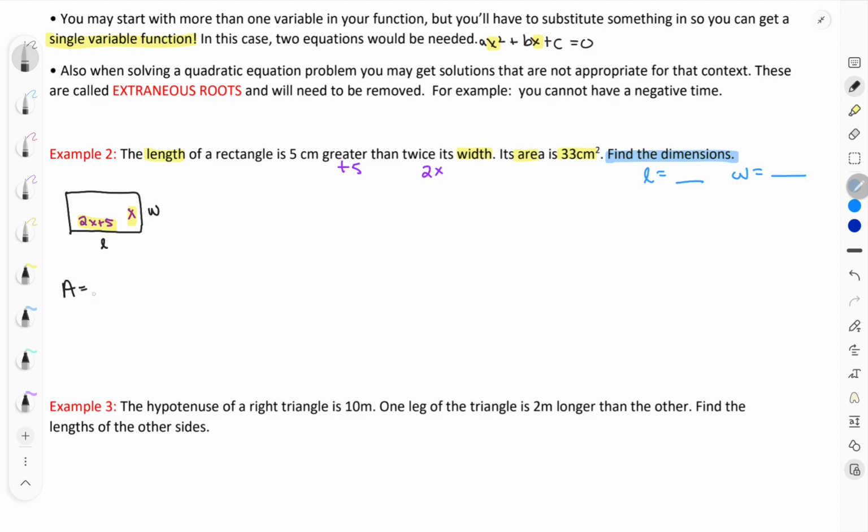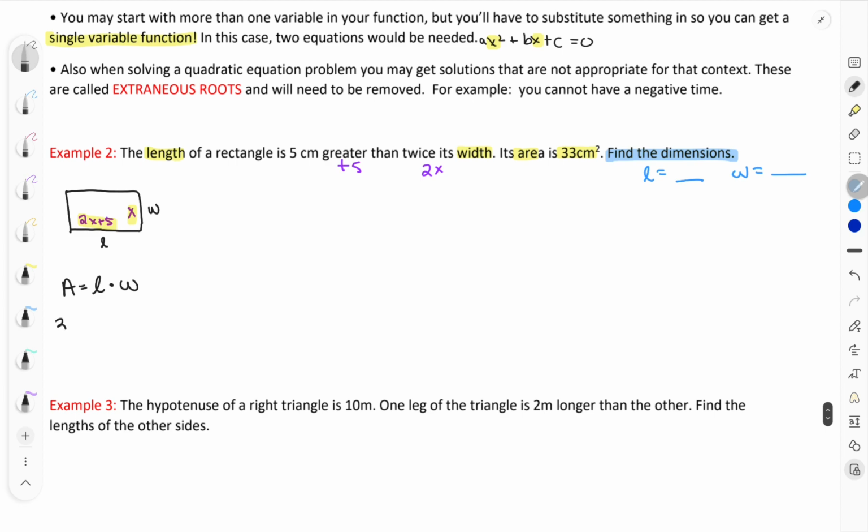So when I go to talk about the area of this function being length times width, well, I know the area is 33, and I know length and width both as expressions of x. So I can call length 2x plus 5, and I can call width just x. Now this is a quadratic function, and I can solve this. So one variable, I don't see any y's.